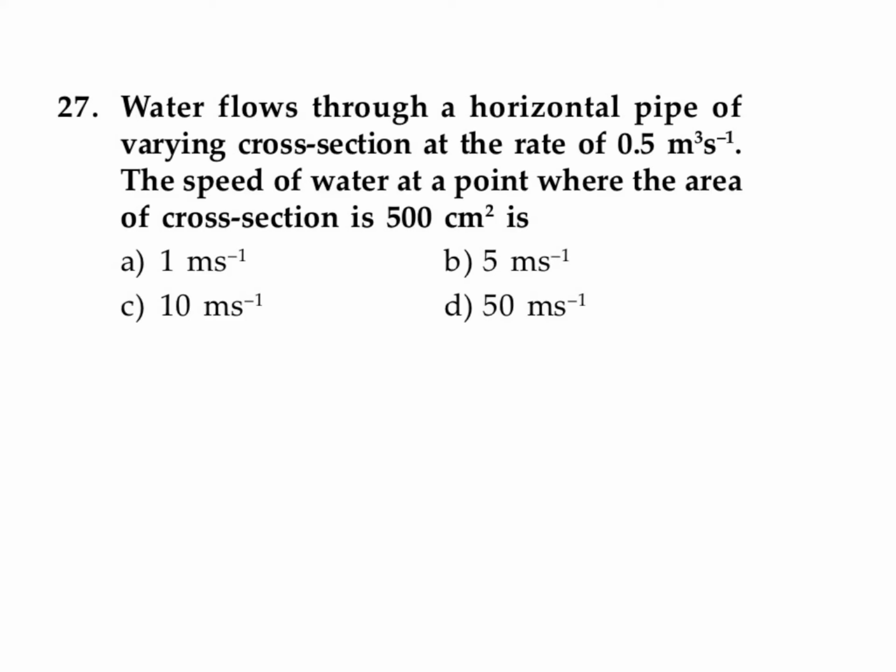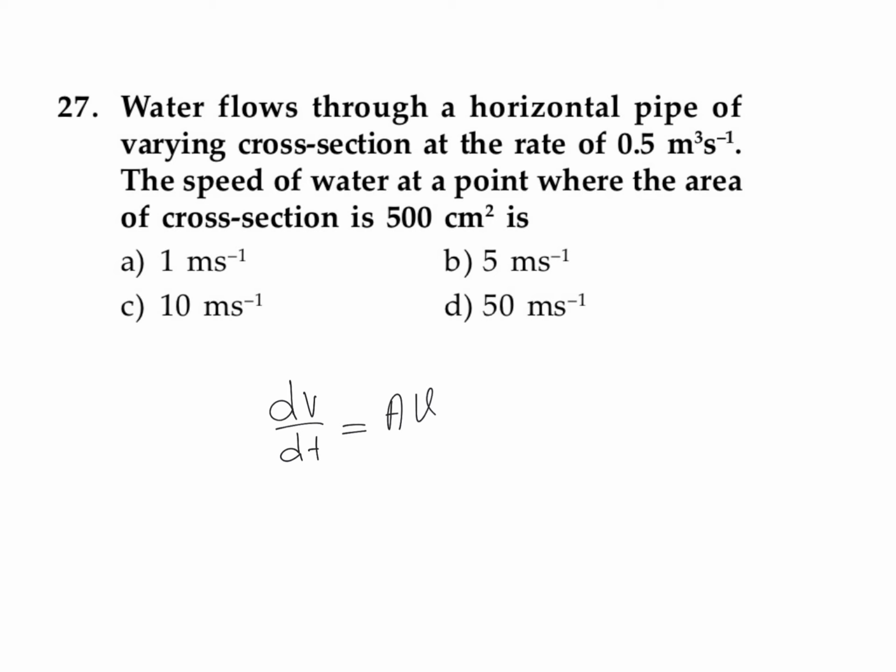In this question, it is given that water flows through a horizontal pipe of varying cross section at the rate of 0.5 meter cube per second. So the value of volume flow rate is given, the value of dV by dt. We know that the value of dV by dt is nothing but area into velocity.